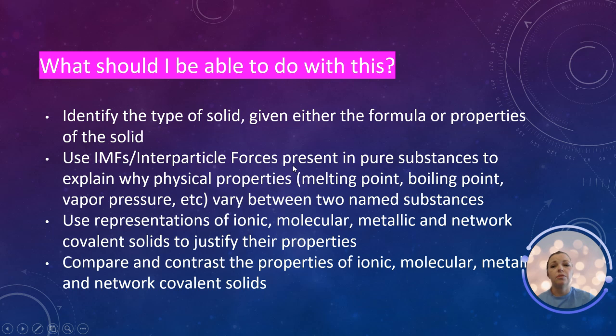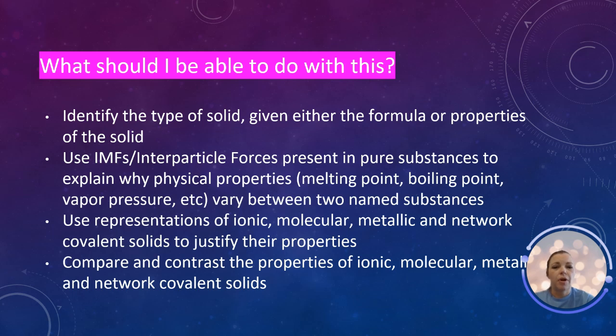Okay, so what should I be able to do with this? So first of all, identify the type of solid, either given the formula, or more often we see properties and then asked to identify the solid based on the properties. Use IMFs, or interparticle forces, present in pure substances to explain why physical properties such as melting point, boiling point, and vapor pressure might vary between the two named substances. And then use representations of ionic, molecular, metallic, and network covalent solids to justify their properties, thinking about those mobile charges, the packing, things like that.